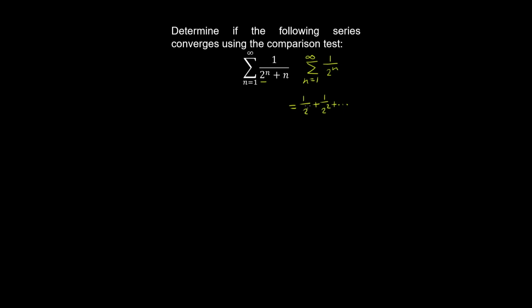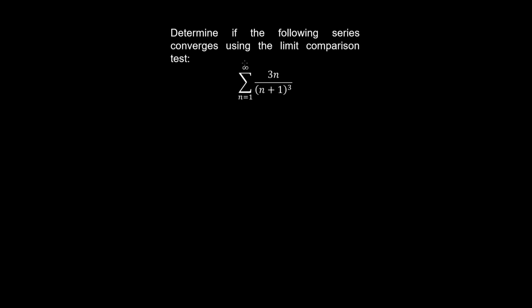So you may now recognize this as a geometric series with a ratio of 1/2 and a equals 1/2. Because the absolute value of the ratio is less than 1, this series converges. Now the terms in our series here are always less than the terms in the geometric series for all n. So because of this condition, and because this series converges, this series also converges.